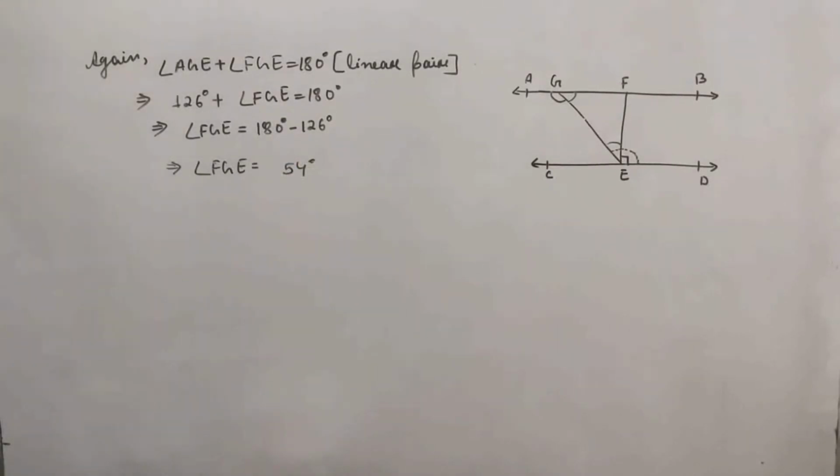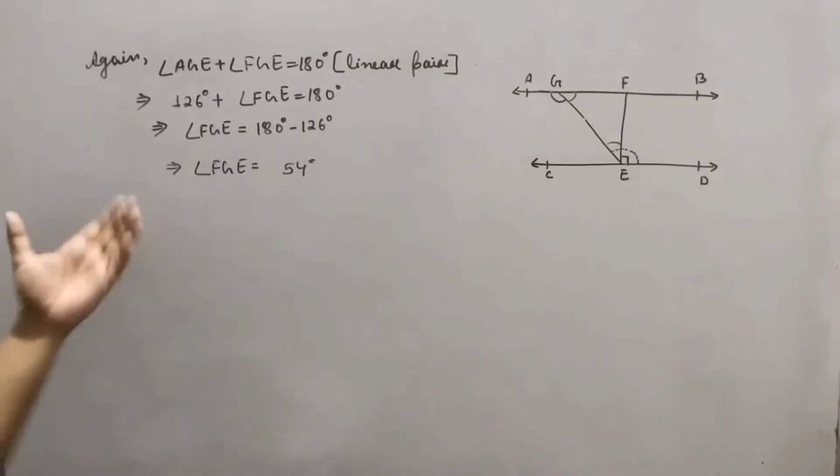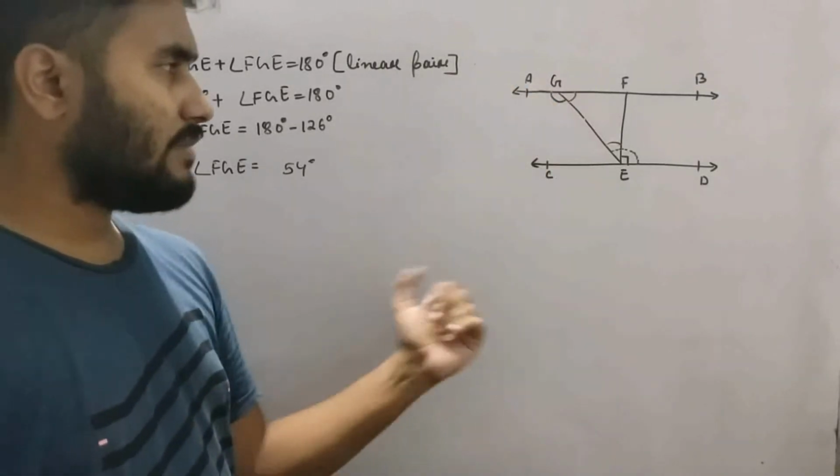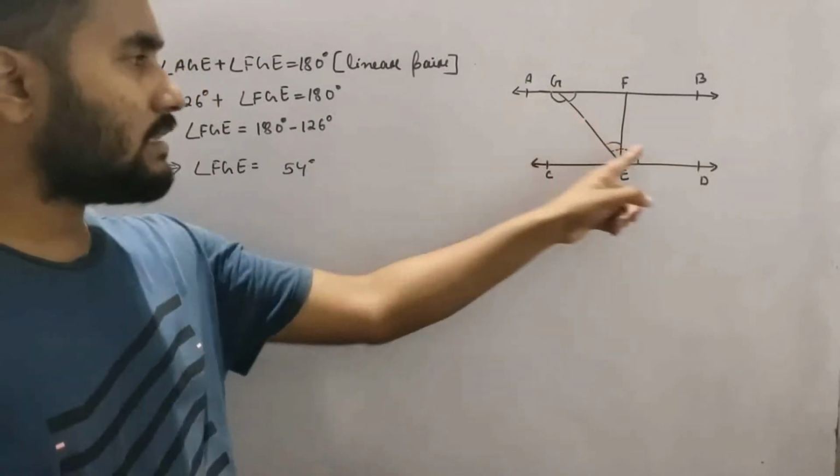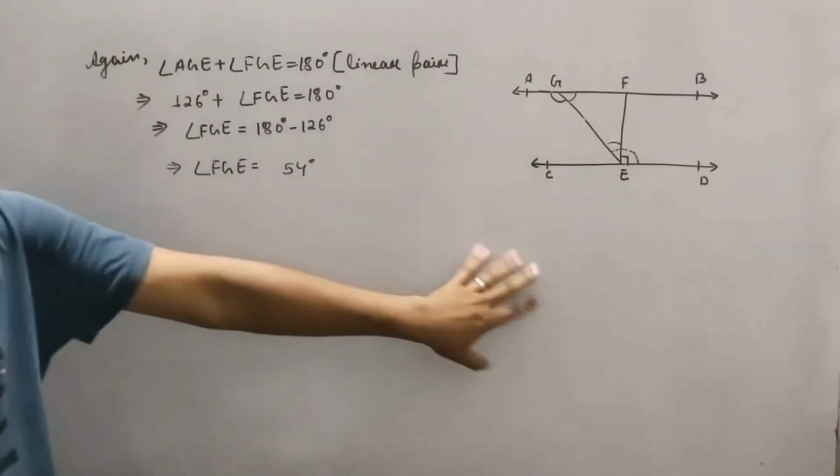54 degree. So what is the value of angle FGE? 54 degree. So pretty simple. This is a linear pair. This is how you will get it from this complete GED. This part you have to minus, and this is what? Linear pair. So you see the diagram nicely.